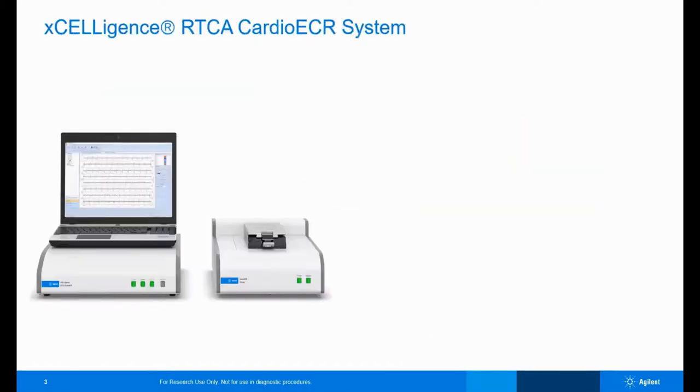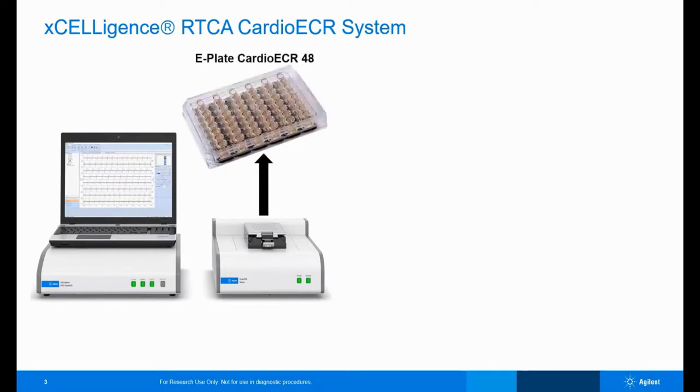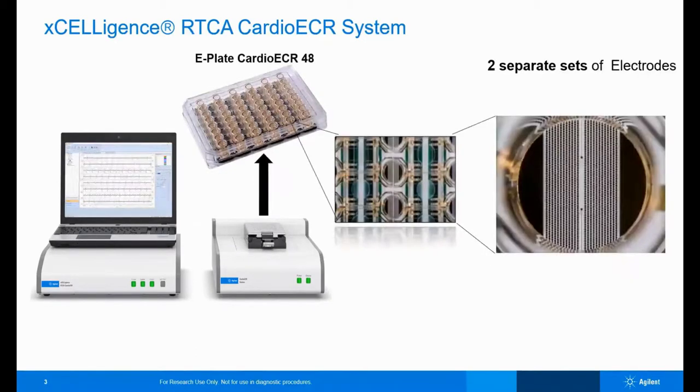In order to meet this need, we developed the xCELLigence RTCA CardioECR system. The system uses this 48-well plate. The difference between the CardioECR system and the RTCA system just mentioned by Brendan is that the CardioECR system includes not only the impedance electrodes to measure the impedance signal, but also field potential electrodes to measure electrical activity of the cells.